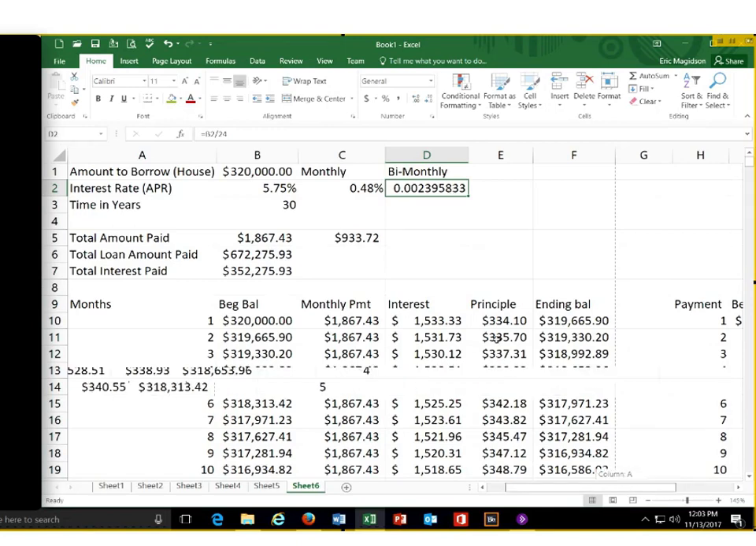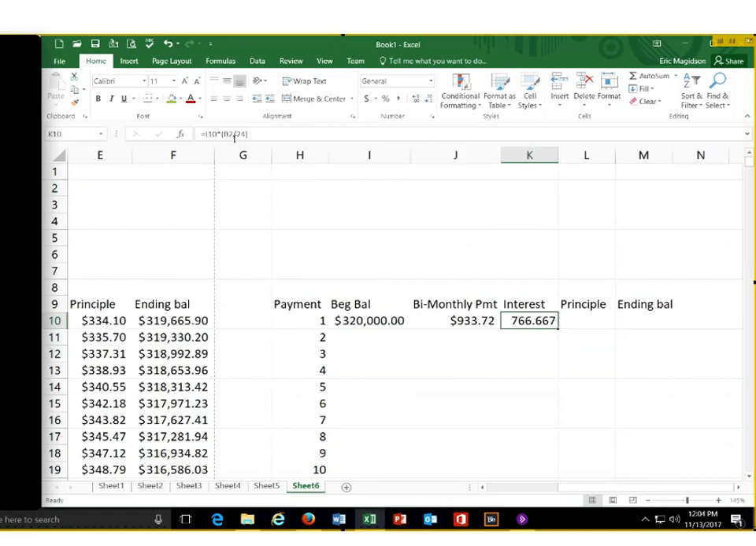So now we'll come back over here. And here what we said was, it's going to be our annual interest rate divided by 24, yes. So then what's my principal? Okay, so it's going to be the bi-monthly payment minus the interest. So our beginning balance will be reduced for our first payment by 167. So what's my ending balance? Equals my what?